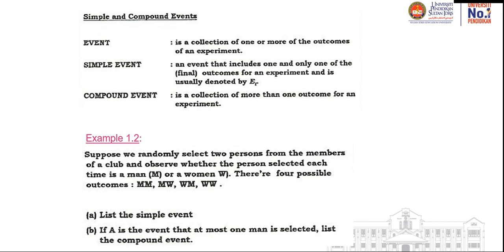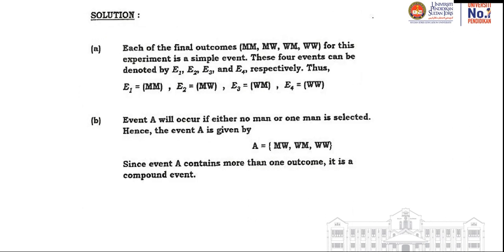Okay, so the concept is the same to the one we did for the flip of coin. So this is how you do it at the solution. Basically each of the final outcome, which is MM, MW, WM, and WW, can be represented as a simple event, and you can use the notation E, capital E, as the notation for each simple event. So each one of it, E1 MM, E2 MW, E3 WM, and E4 WW.